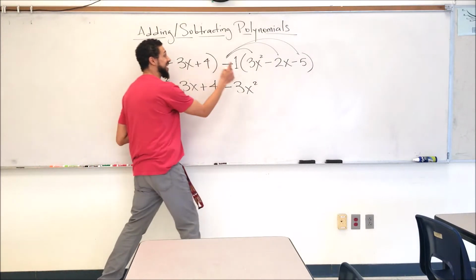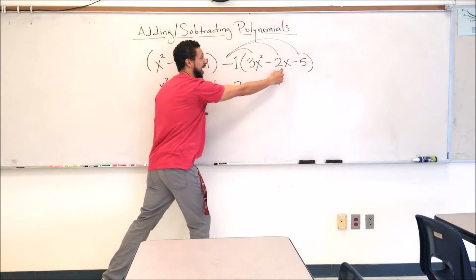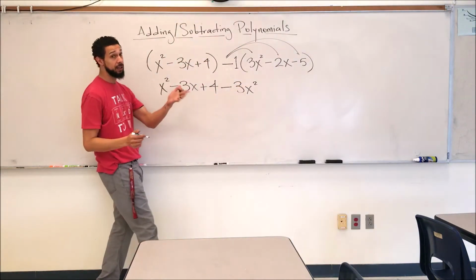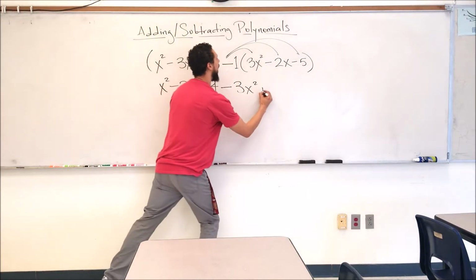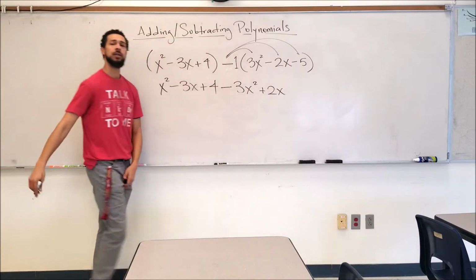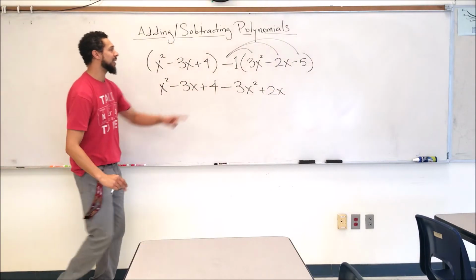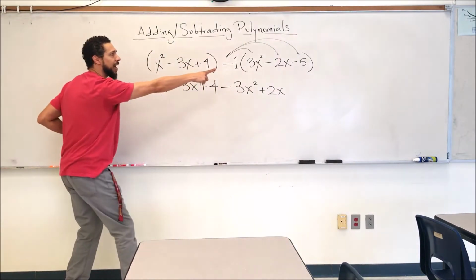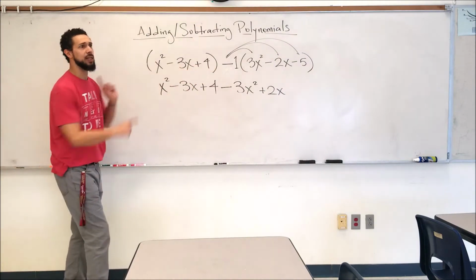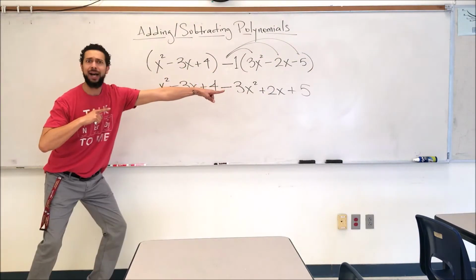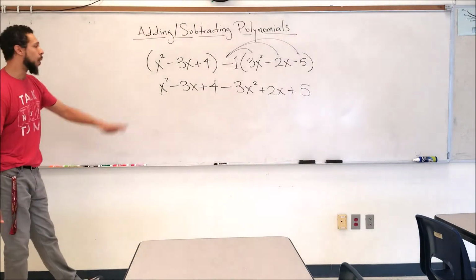Now it's going to be the same for the rest of the terms in here. I'm going to take this negative 1 and multiply it times negative 2x, which makes, of course, positive 2x. And then finally, I'm going to take that negative 1 one more time, and I'm going to go ahead and multiply it down there times negative 5. And negative 1 times negative 5 is positive 5. Exactly right.